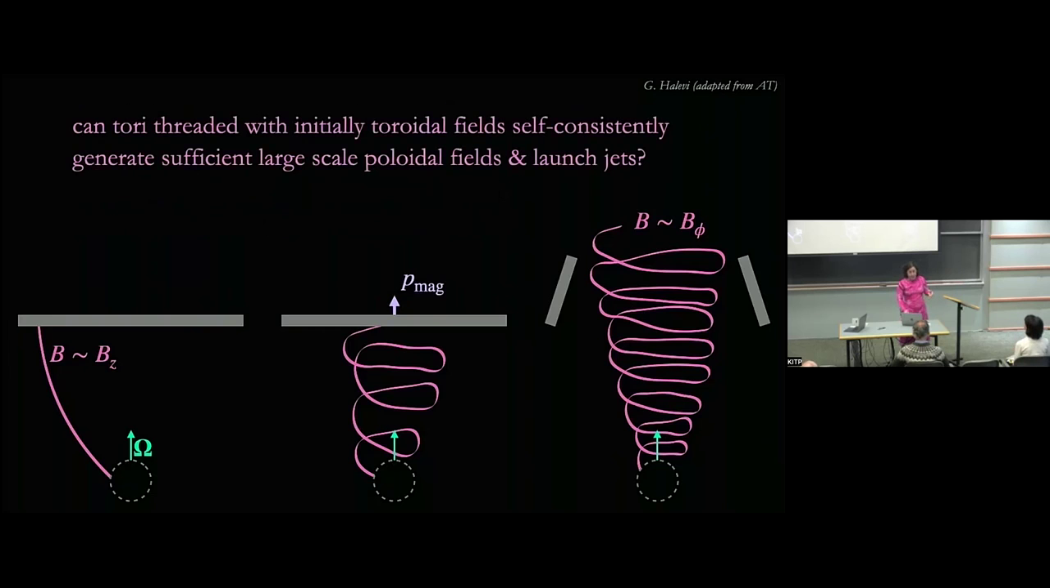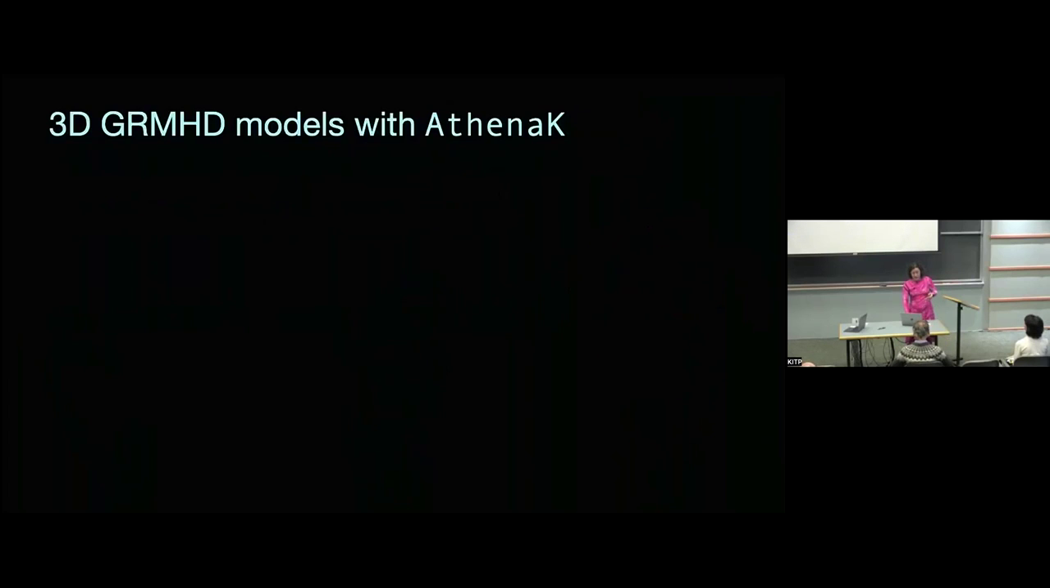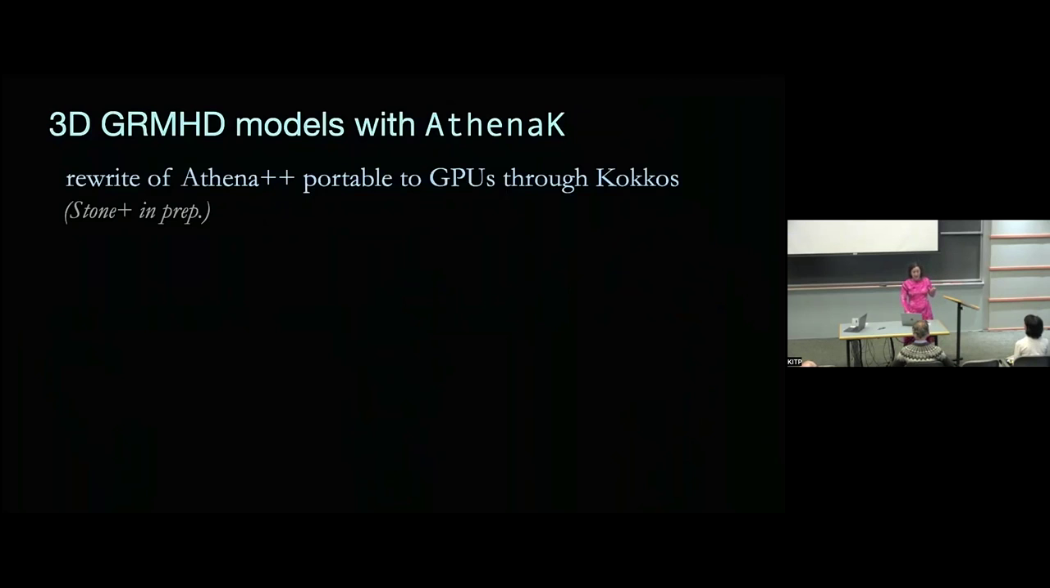So the question is, if you start with toroidal fields, can you actually generate the large-scale poloidal flux that is necessary to launch jets? And in order to explore this, we need to have relativistic models. So in this case, I use AthenaK, which is a rewrite of the well-known Athena++ code that uses a library called Kokkos to be portable to GPUs and be able to run higher resolution simulations than before.